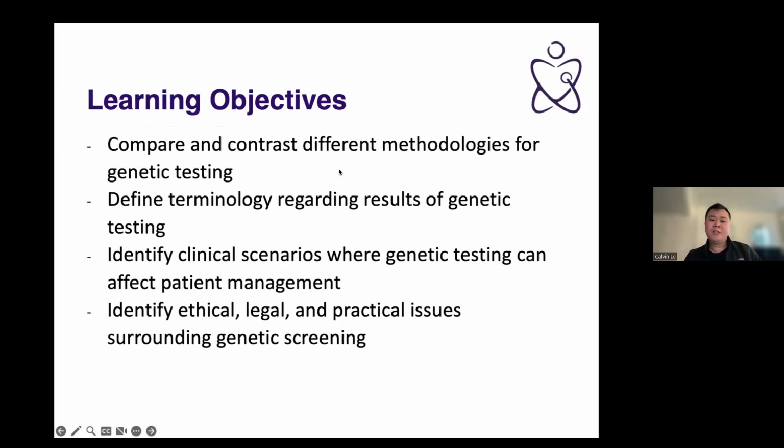A brief overview of my learning objectives for today. We'll start by going over some basic methodologies behind genetic testing. We'll go over some terminology that you might encounter when interpreting the results of these tests. We'll look over some specific clinical scenarios where testing can be ordered and can alter patient management. And then we'll round out the talk by looking at some ethical, legal, and practical issues over genetic screening that might come up when you counsel your patients about these tests.